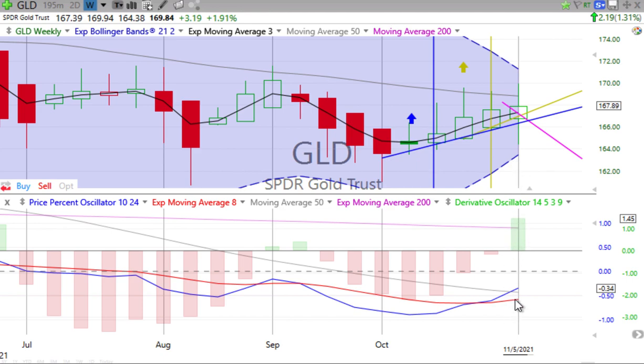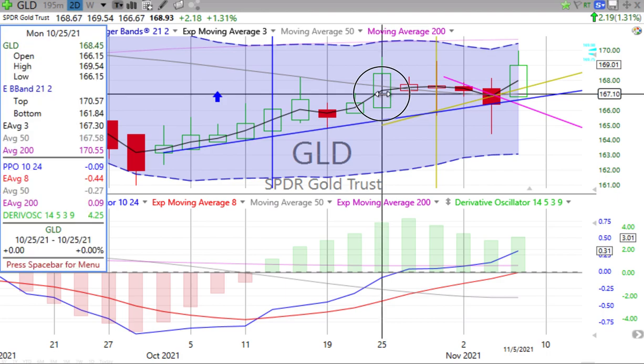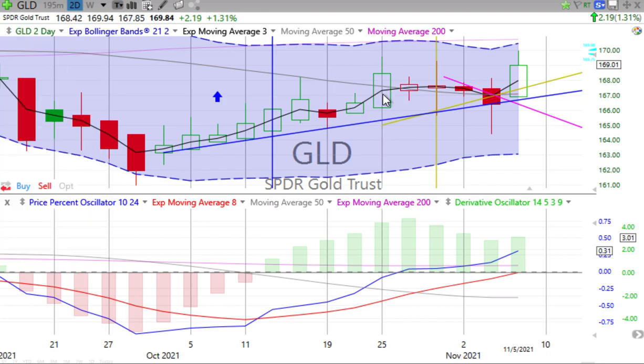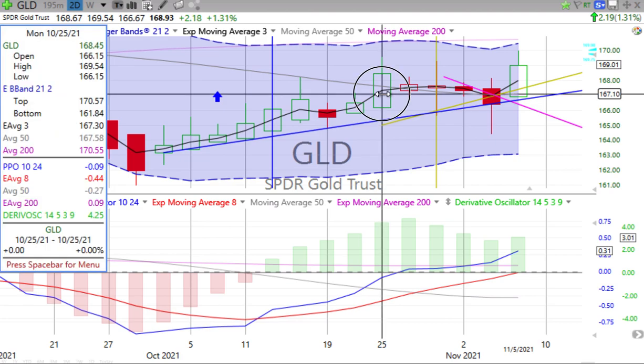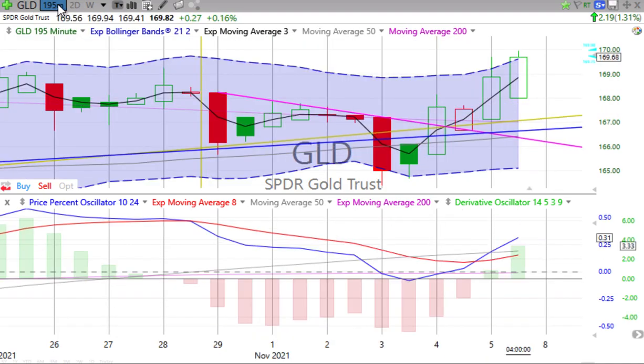Price percent oscillator spiking, derivative oscillator spiking up on the 2-day. You can see where things had sort of over the course. I mean, we saw on Monday the 25th on the 2-day as it popped up from that Friday and Monday, and then just sort of started devolving, and then boom, this latest first day of this 2-day candle spiking up. Price percent oscillator and derivative oscillator heading up. We go to the half day, and again, quite beautiful.